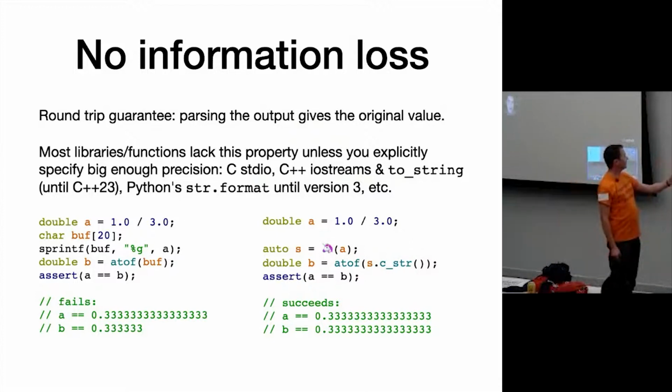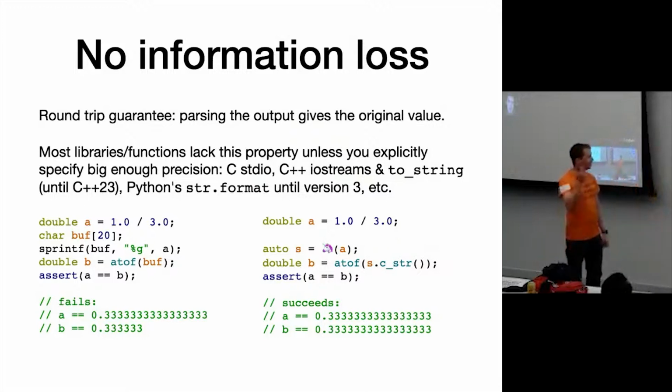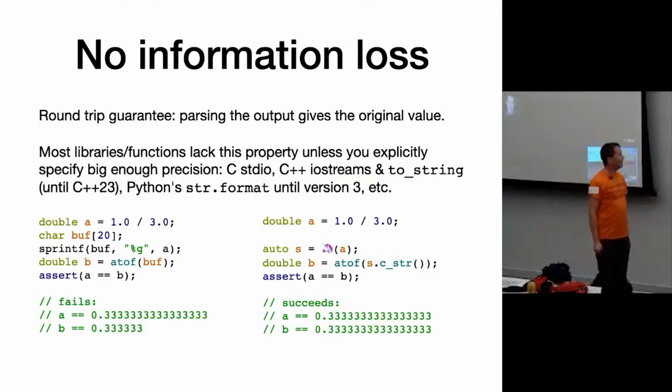Here's an illustration. We have some double, we printf it, we read it back, and it's not the same. There are these magic 6 digits of precision. If we use our unicorn algorithm on the other hand, we get a perfect result. What we read back is the same as what we started with.